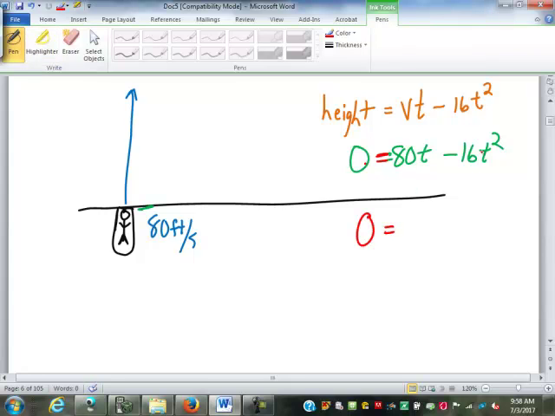80t and 16t squared have a greatest common factor of 16t. 80 divided by 16 is 5. T divided by t divides out. Negative 16 divided by 16 is a negative 1. T squared divided by t is just t.